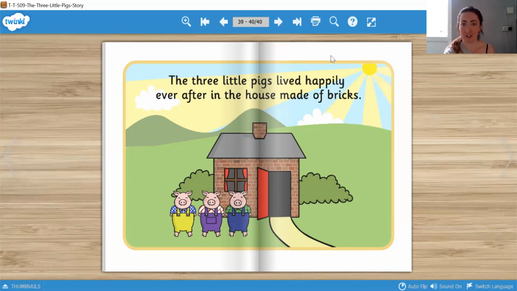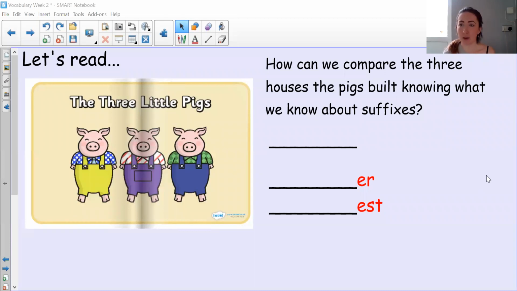And that's the end. So, I'm sure you probably know that story really well. You would have heard it lots of times, I would imagine. So, were you thinking about the adjectives that we could use to describe the 3 little pigs' houses? So pause the screen here to have a think. I wonder if you can think of at least one adjective to describe their houses.